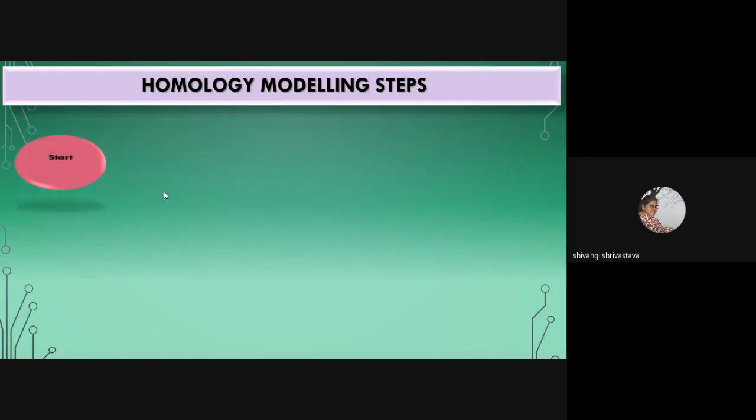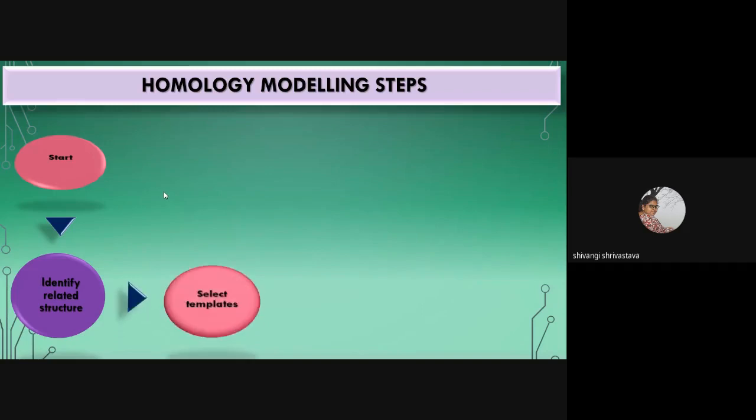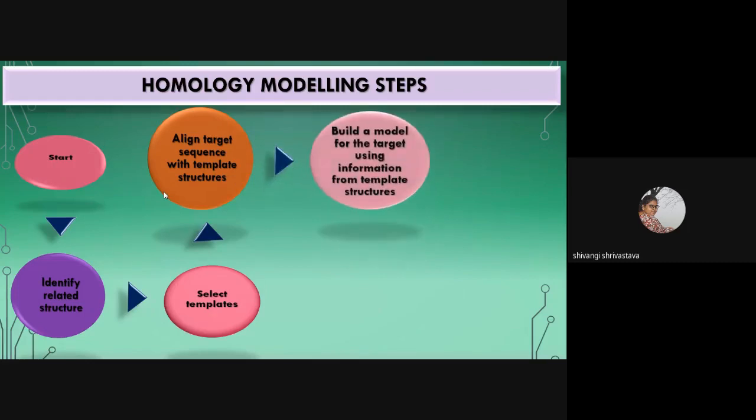So first of all, start modeling. Second is identifying the related structure of that protein. After that, we have to select templates by different methodology, or we can say by checking their different features, or by homologous nature. Then align the target sequence with the template structure. Now build a model for the target using information from the template structure. The last step is to evaluate the model.